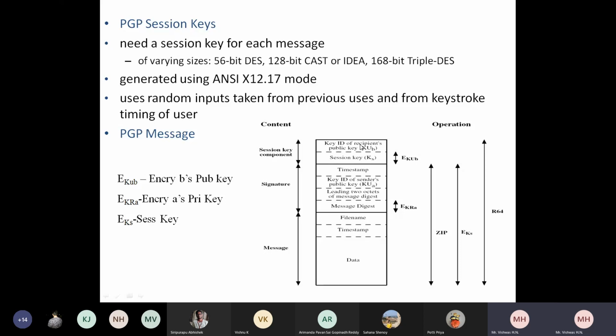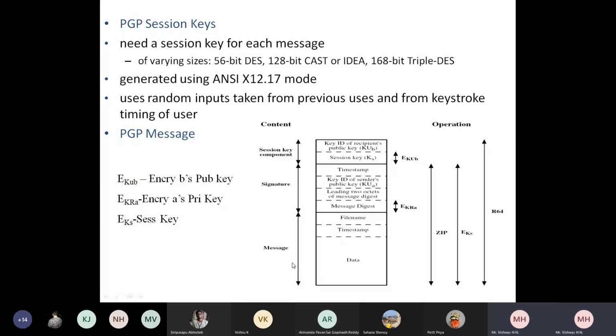So in the session key component you have the recipient's public key, here you have the sender's public key, and the leading two octets of the message digest. That means the message digest used is MD5 basically, which is used for creating hash codes, and the leading two octets of that will be added here for the receiver to understand what message digest is used to get the hash code. And then you have the actual message digest itself, and then finally you have the message part.